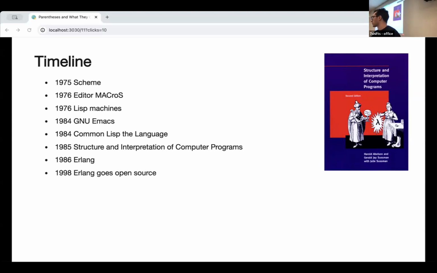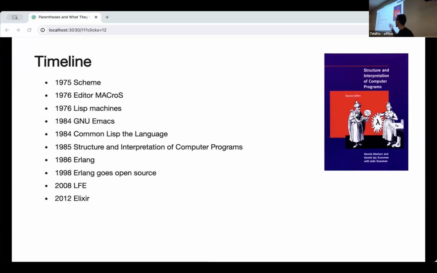1998, Erlang goes open source. So this is sort of the beginning of the spread. And then in 2008, Lisp Flavored Erlang comes along. So this is the core of the talk here, right? This is bringing Lisp to the Erlang virtual machine. And not that long after, in 2012, Elixir first appears. So that brings us up to where we are now. We're all caught up with the timeline.